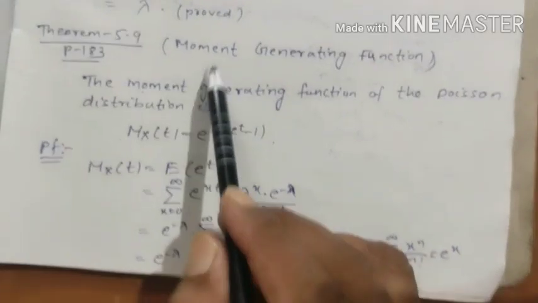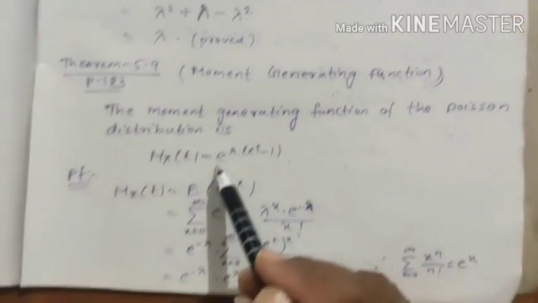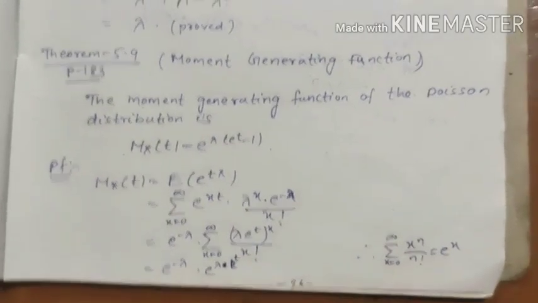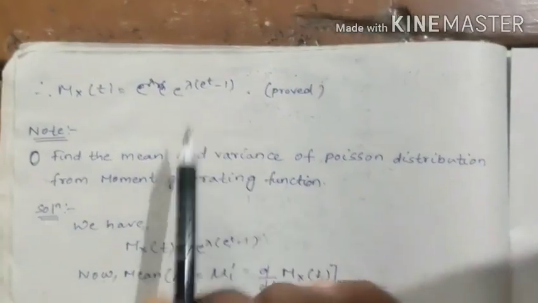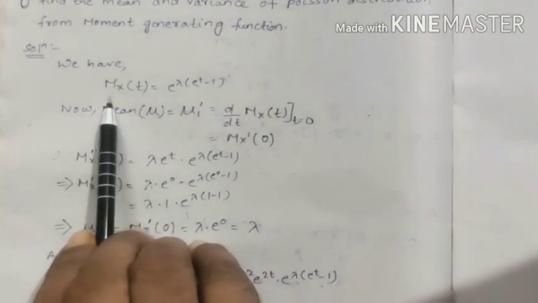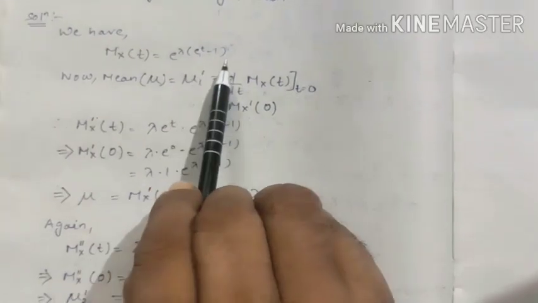After that, find out the moment generating function, which is e to the power lambda into (e to the t minus 1). Now the mean and variance of a Poisson distribution from the moment generating function. First, you know the moment generating function is e to the lambda into (e to the t minus 1).